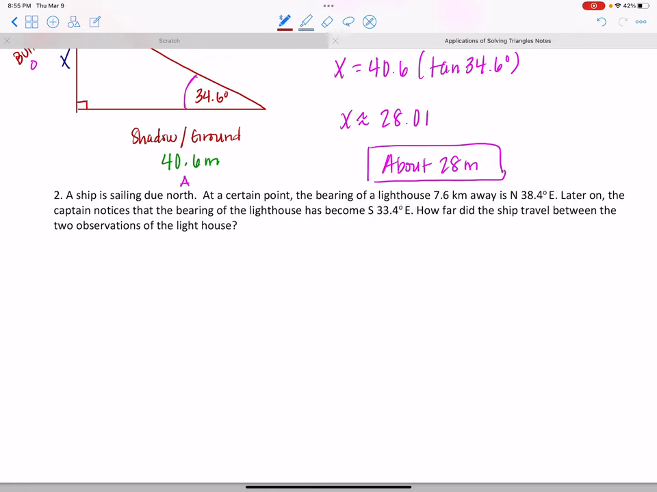So initially here, our ship is sailing due north. So I'm going to start by just making this north-south line. Okay, so we're due north. Ship, oops, I got my draw tool on.